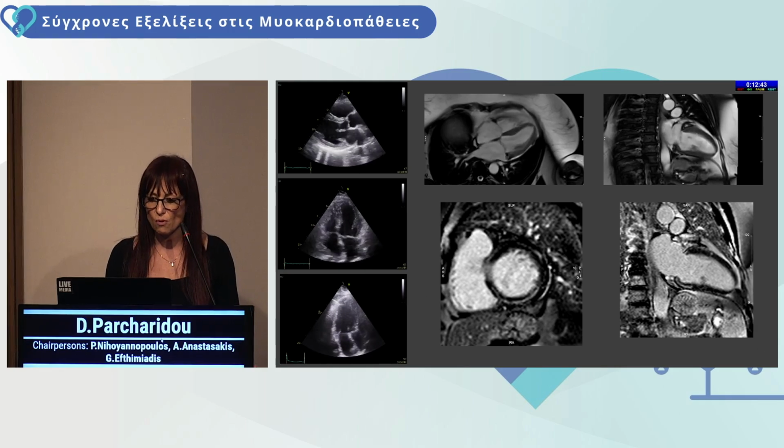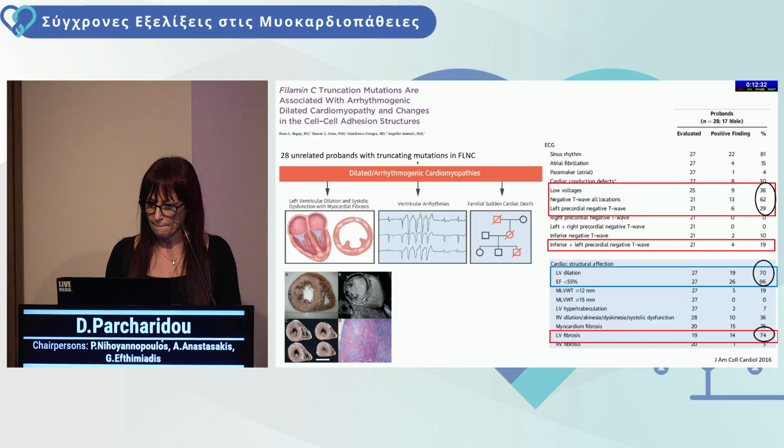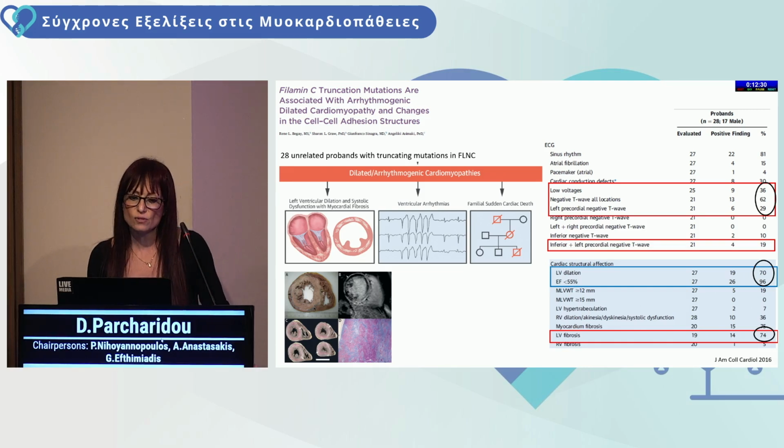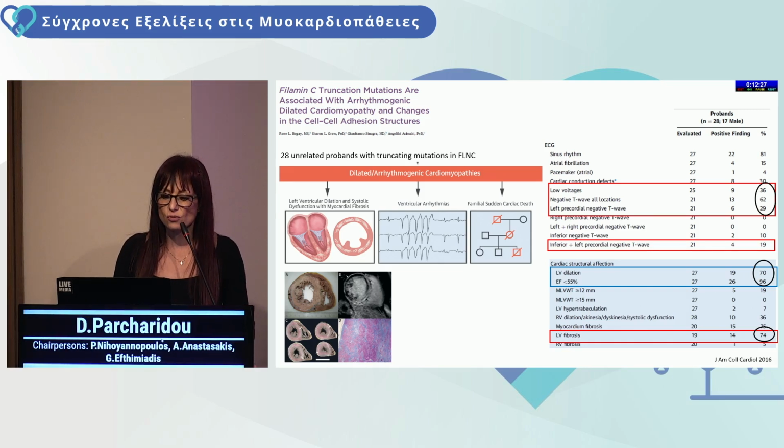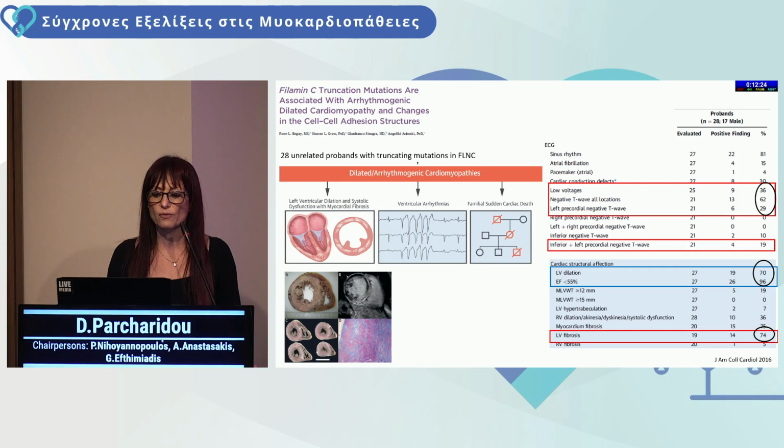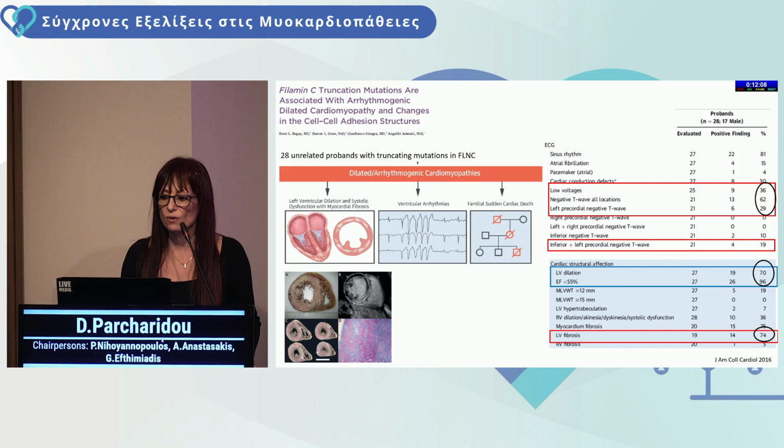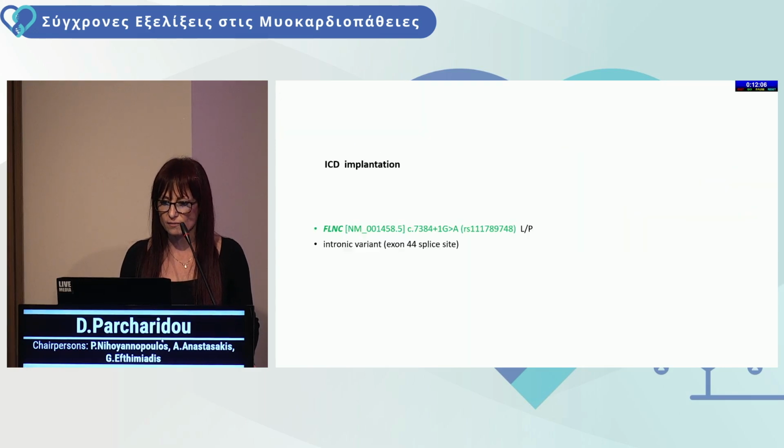the basal inferior wall. And from the MRI that was performed by Dr. Karamitsos, you can see the gadolinium enhancement, which is almost circumferential. It is known since 2016 that filamin C can cause a dilated cardiomyopathy phenotype with high risk of arrhythmias and high incidence of familial sudden cardiac death. And in the MRI, it shows a characteristic appearance of ring-like subepicardial gadolinium enhancement. From the ECG, it can have low voltage and negative T waves.